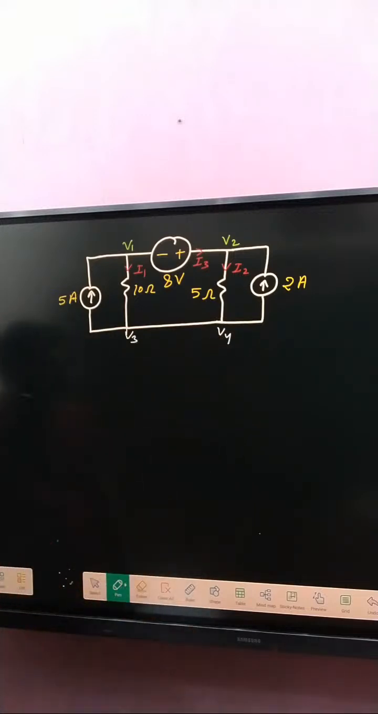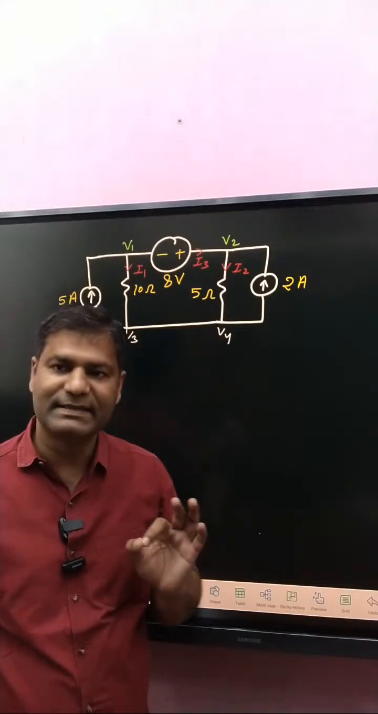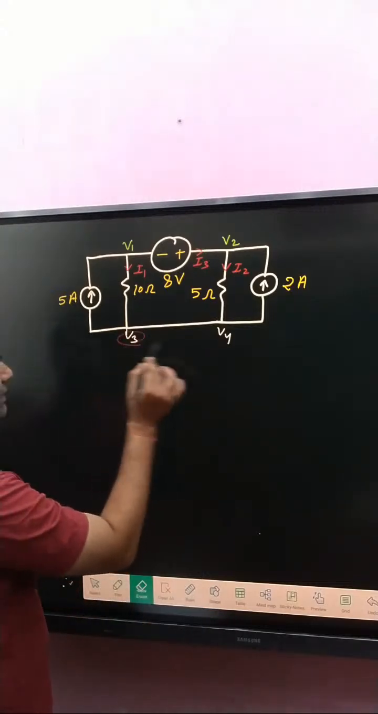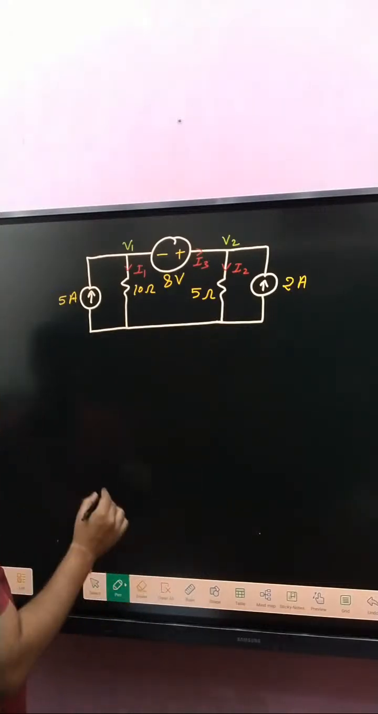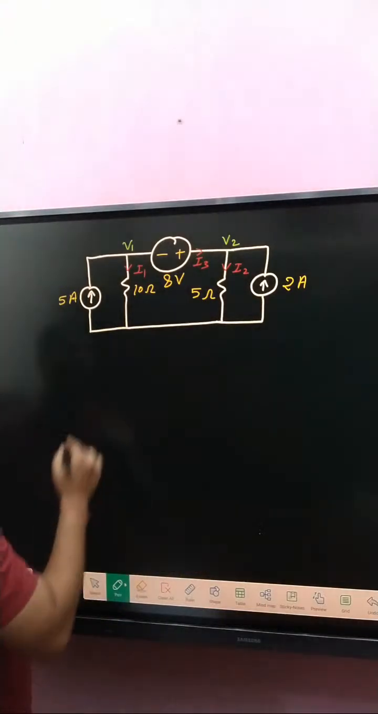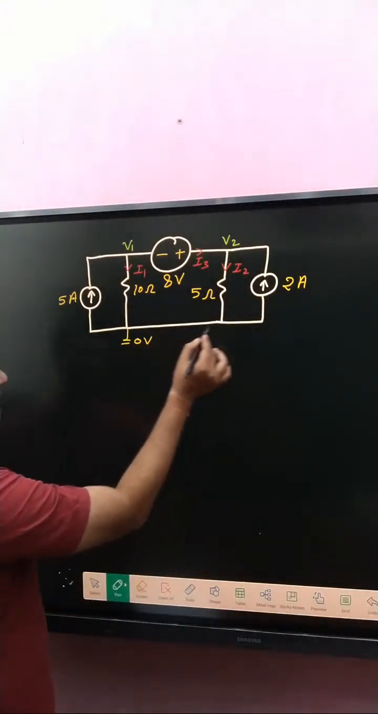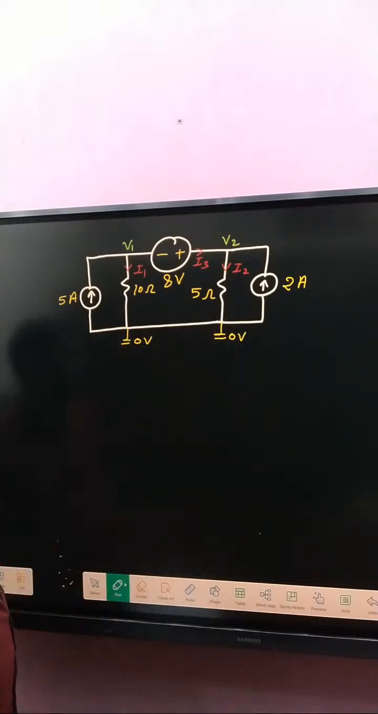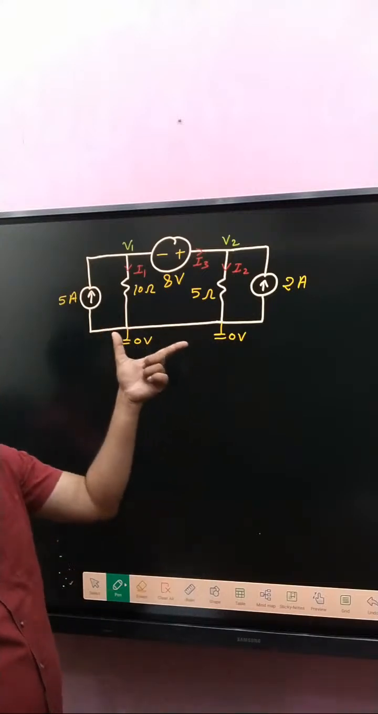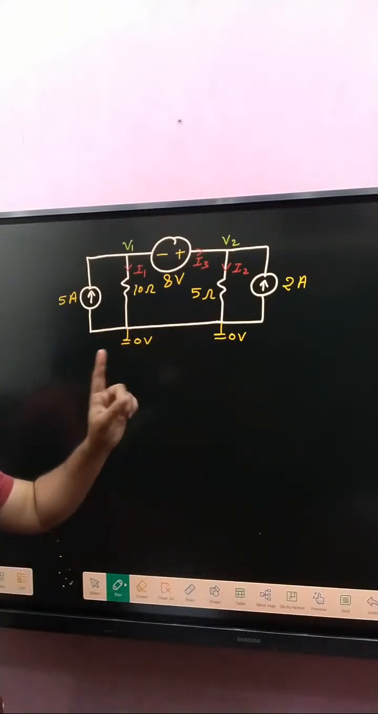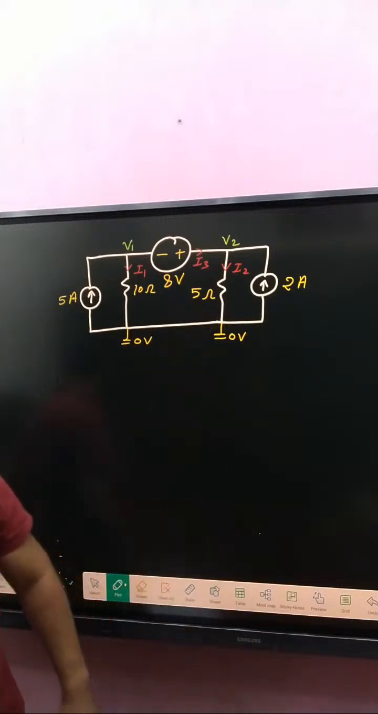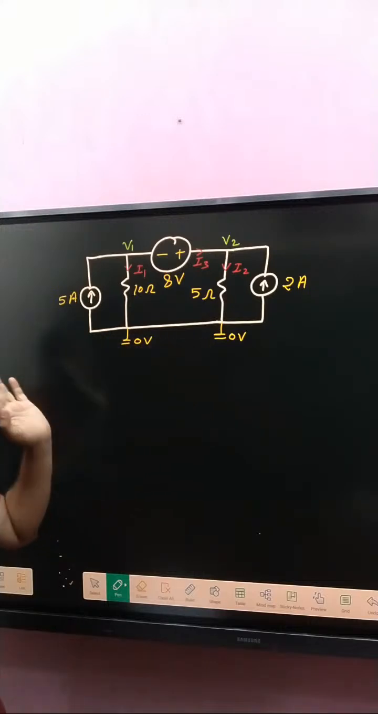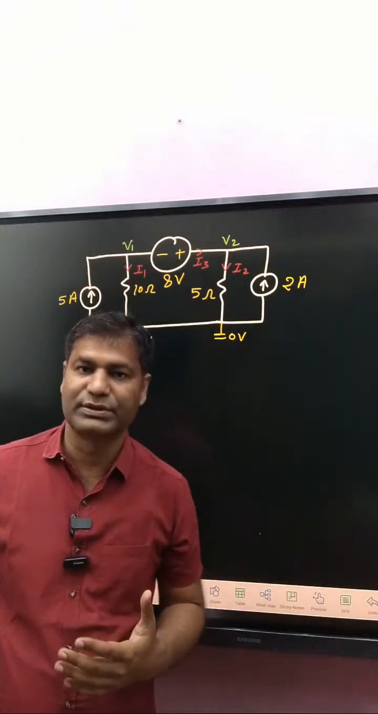Now the next target is to consider one node as the datum node. If this one is at 0 voltage, then that one is also 0. Why? Because there is no voltage drop between these two. No source is connected, no resistance, no current source or voltage source available. That's why that point and that point are at the same potential. Clear?